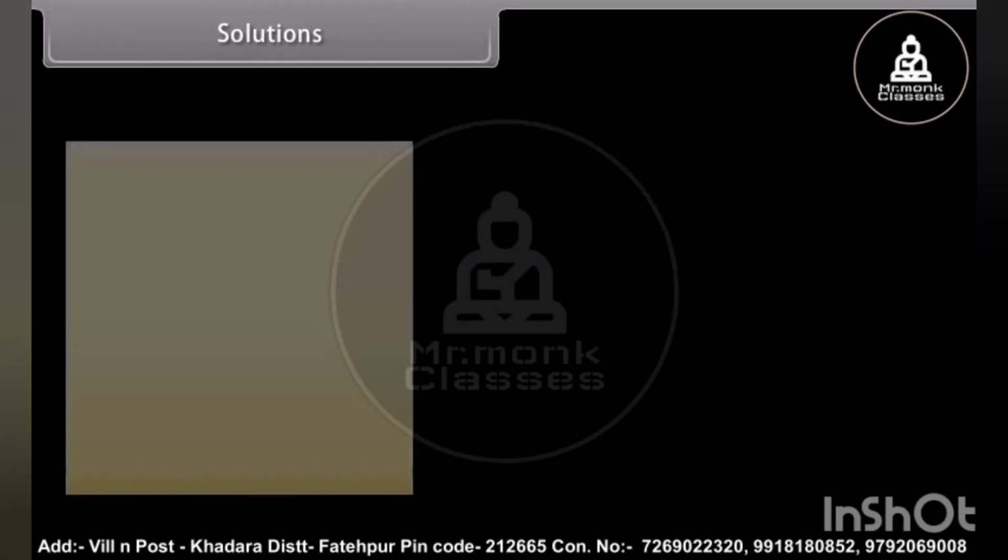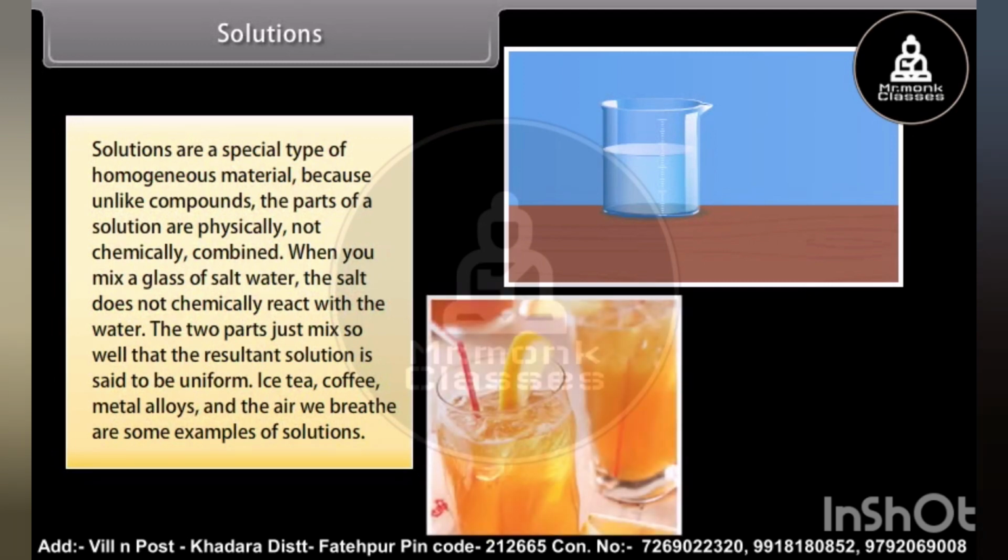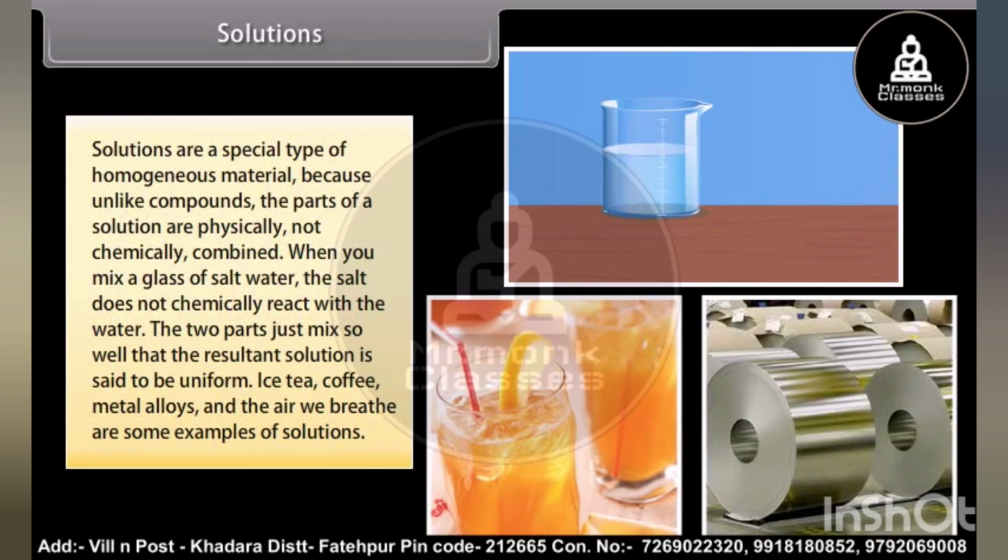Solutions. Solutions are a special type of homogeneous material because, unlike compounds, the parts of a solution are physically, not chemically, combined. When you mix a glass of salt water, the salt does not chemically react with the water. The two parts just mix so well that the resultant solution is said to be uniform. Iced tea, coffee, metal alloys, and the air we breathe are some examples of solutions.